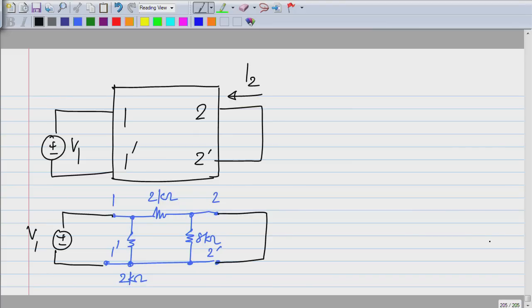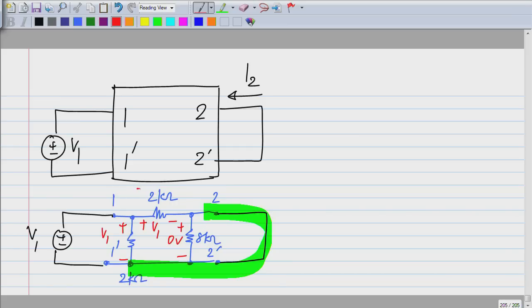And this part is short circuited. Okay. So I hope it is very clear that V1 is applied here. So the voltage across this is V1. And similarly, this is short circuited all the way through. So the voltage across this is 0, right? 8 kilo ohm is connected in parallel with the short circuit. And V1 appears across this 2 kilo ohms. Okay. So V1 appears across this 2 kilo ohms.